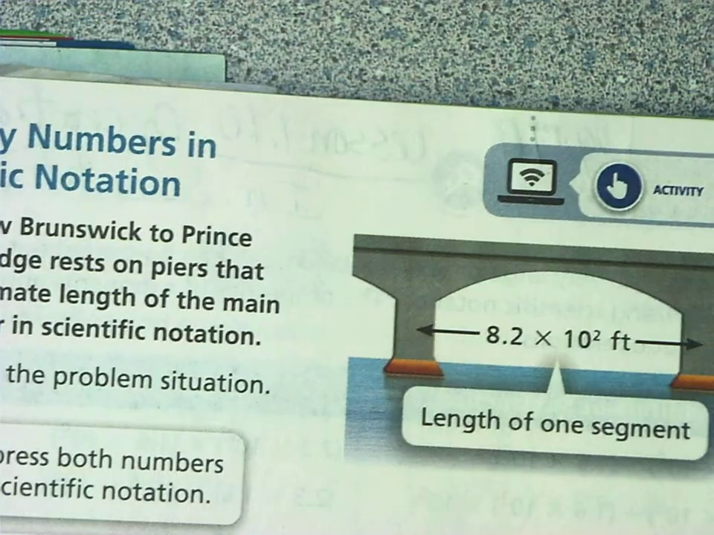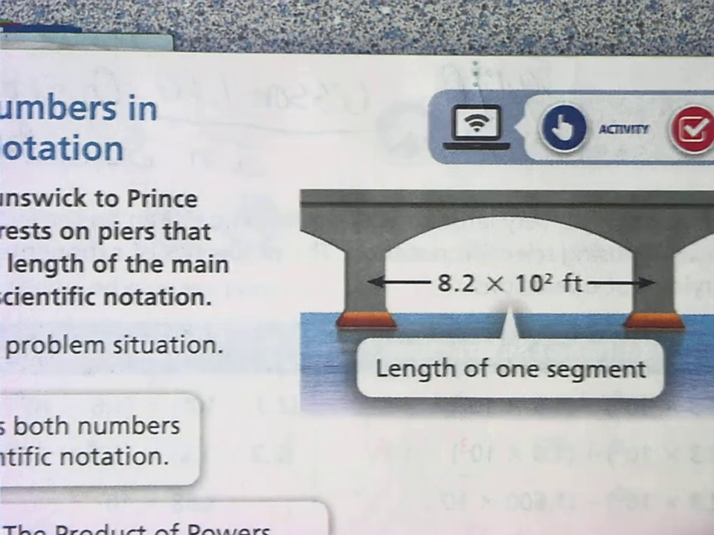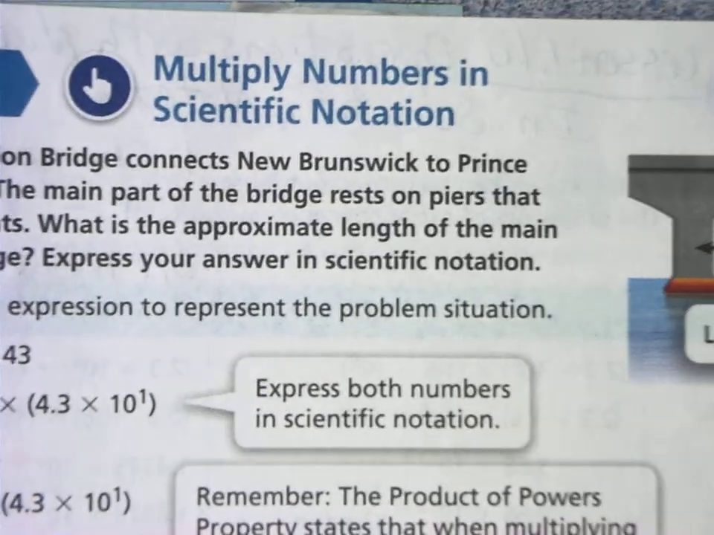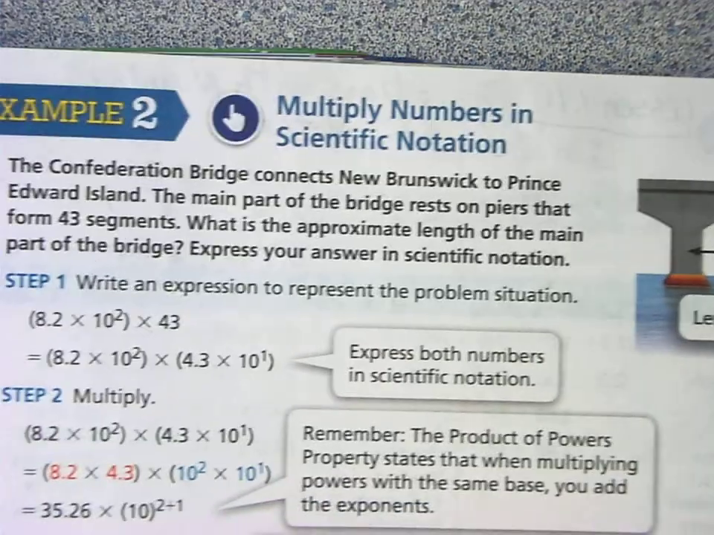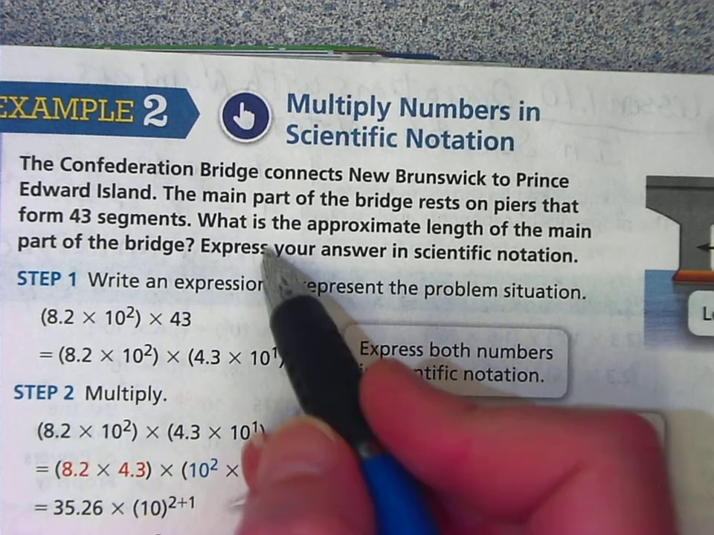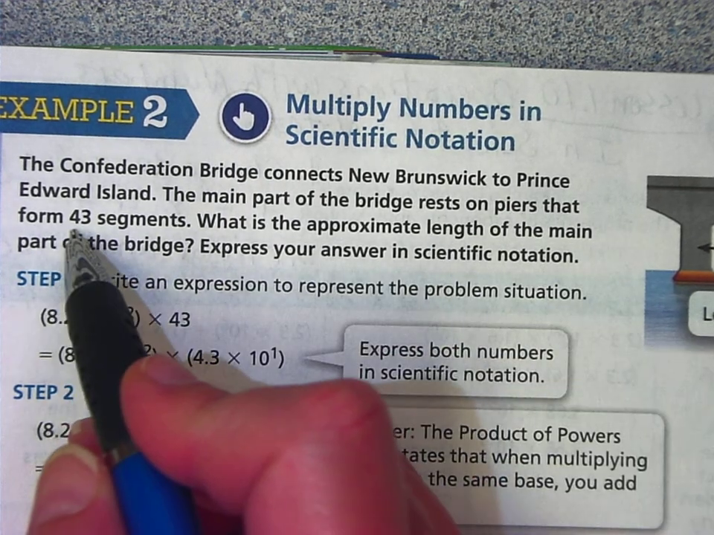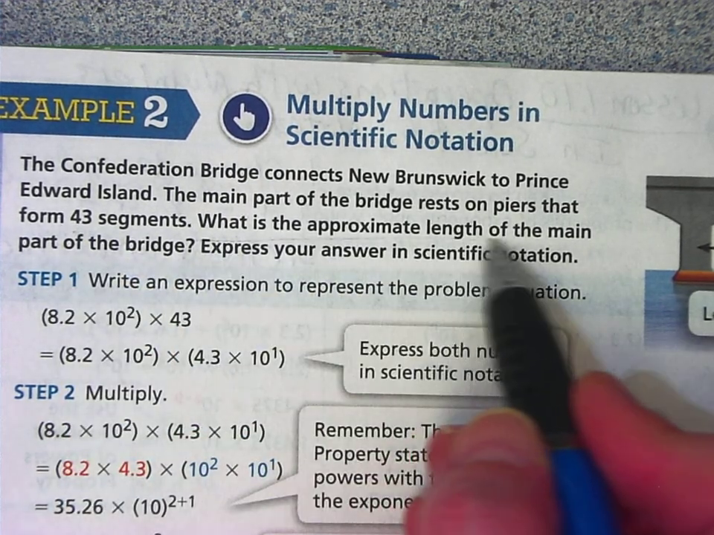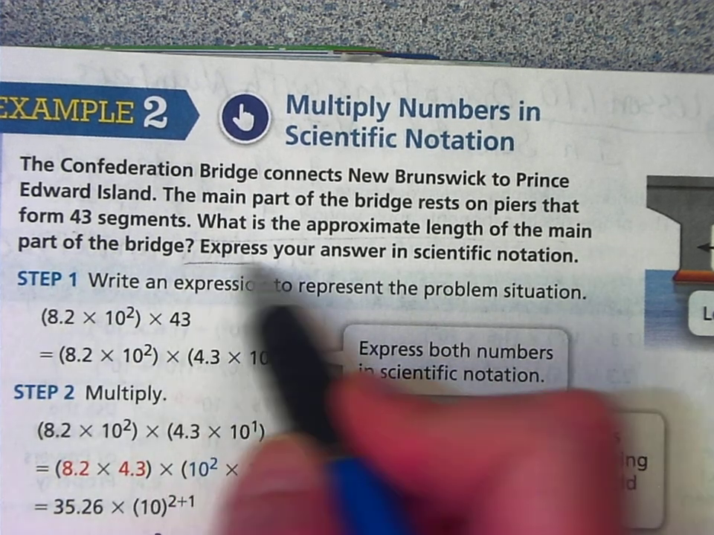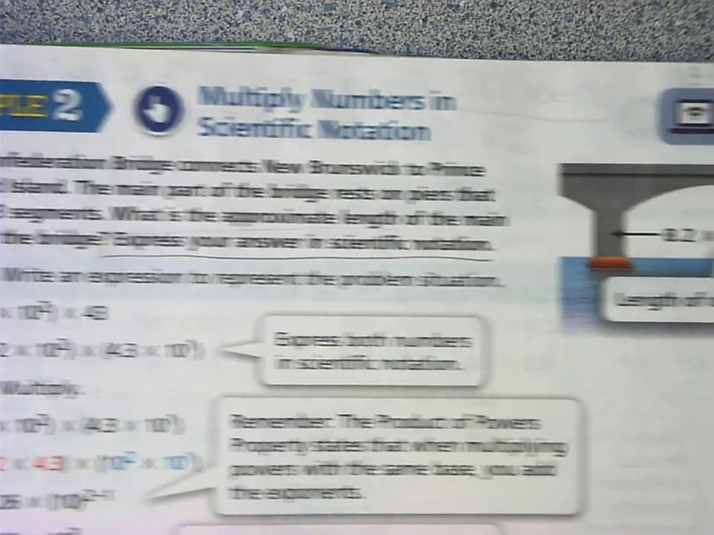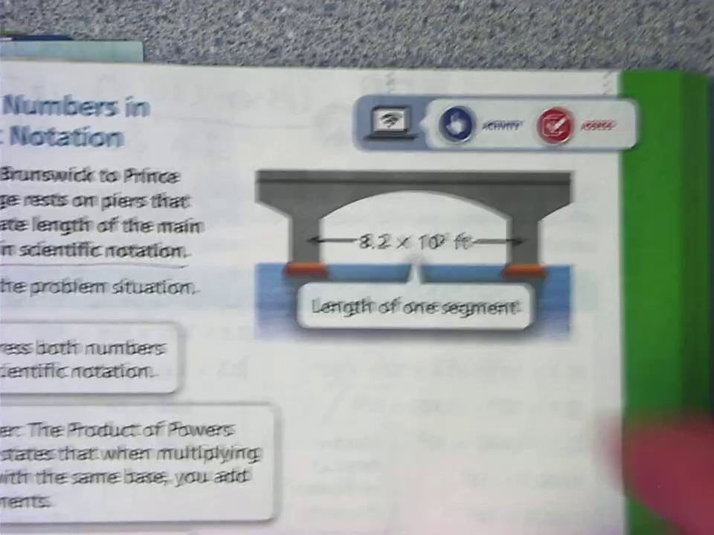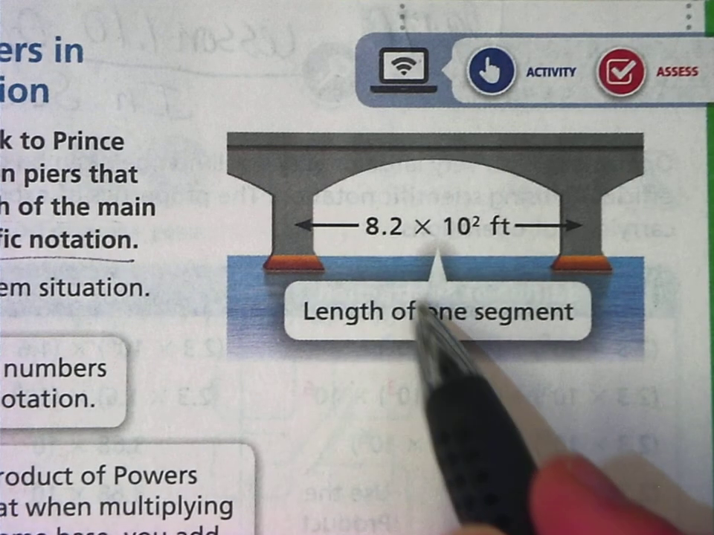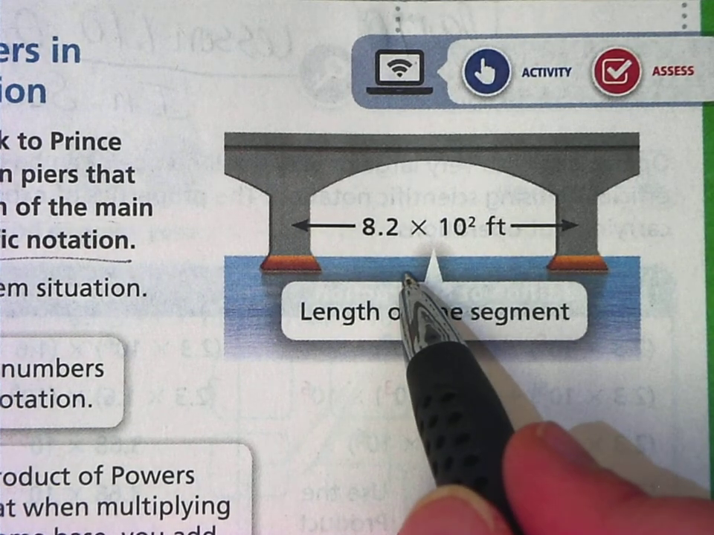Okay, so if you look at the next page at the top, let's look at this problem. So you have this bridge that connects New Brunswick to Prince Edward Island. The main part of the bridge rests on piers that form 43 segments. What is the approximate length of the main part of the bridge? Express your answer in scientific notation. Okay, so each length of one of these segments is this, and there's 43 of them.